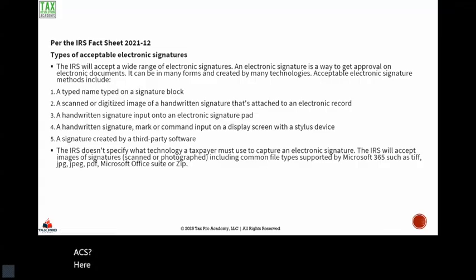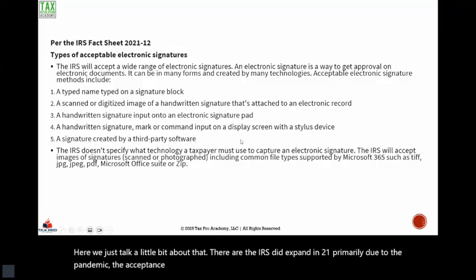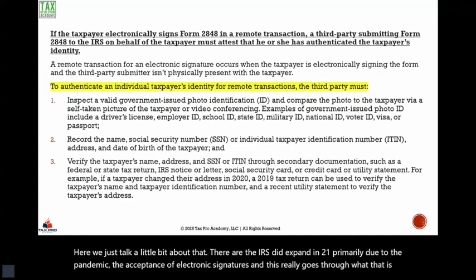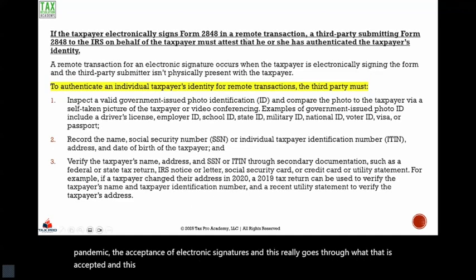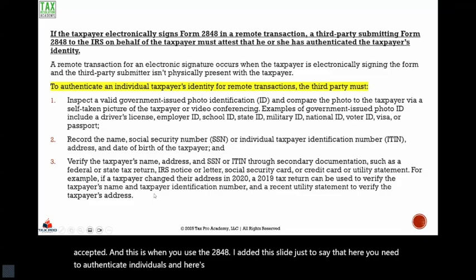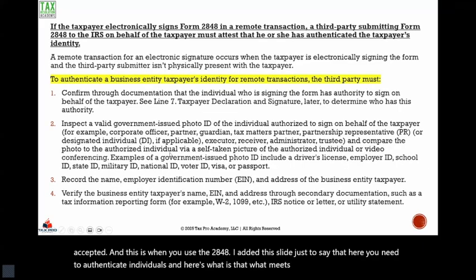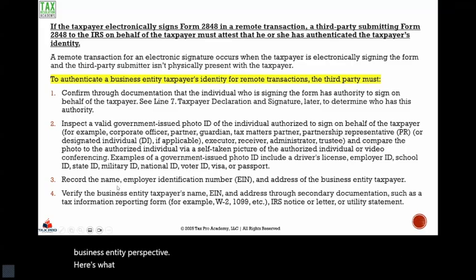Here we just talk a little bit about that. The IRS did expand in 21, primarily due to the pandemic, the acceptance of electronic signatures, and this really goes through what is accepted. This is when you use the 2848. I added this slide just to say that here you need to authenticate individuals, and here's what meets that criteria. And from the business entity perspective, here's what verifies the validation of the person who is saying that they're a representative of that business entity.